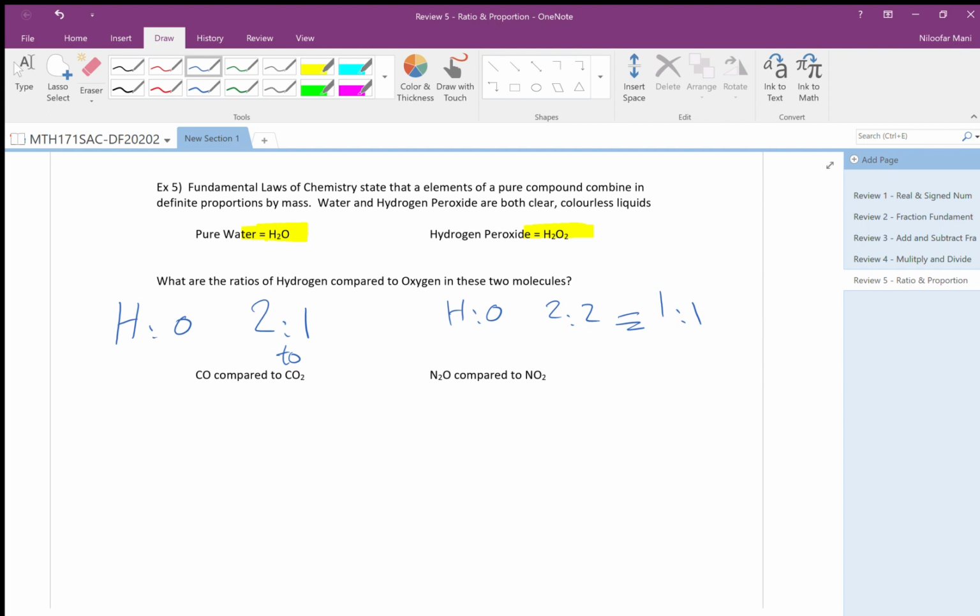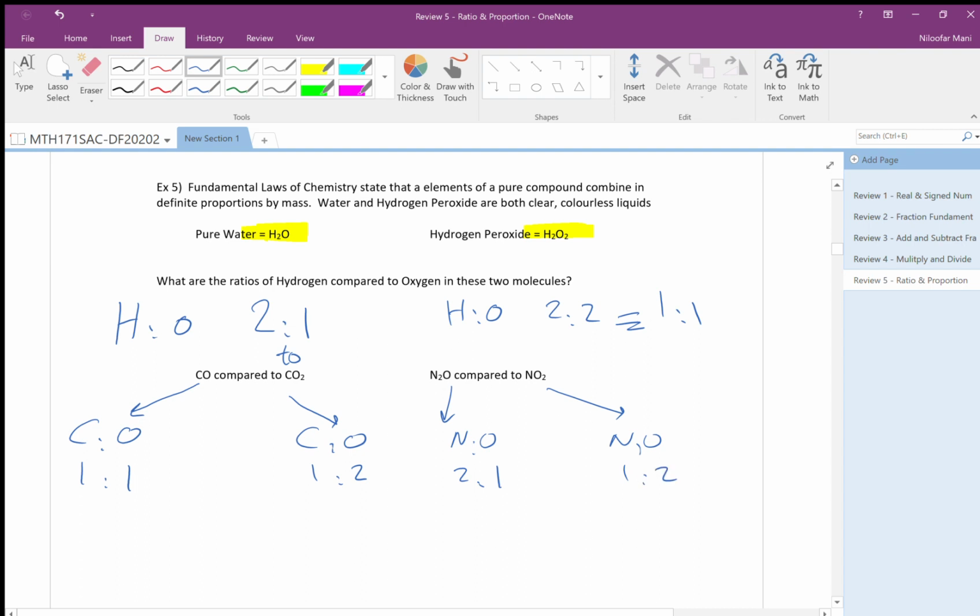How about the next? Compare CO and CO2 here. Compare N2O and NO2 here. So compare C and O in CO and CO2. Compare N and O in N2O and NO2. Okay, so in this one, I have C to O like 1 to 1. In this one, I have C to O like 1 to 2. In this one, I have N to O like 2 to 1. In this one, I have N to O like 1 to 2.